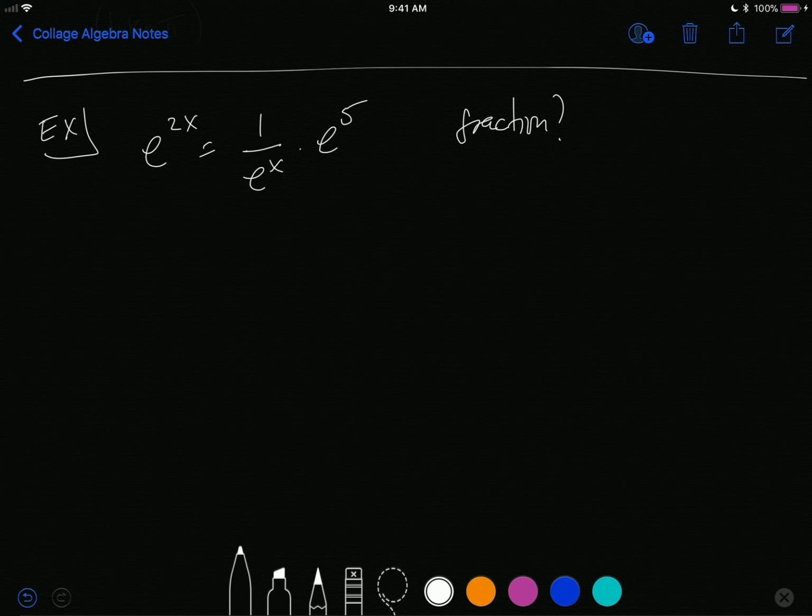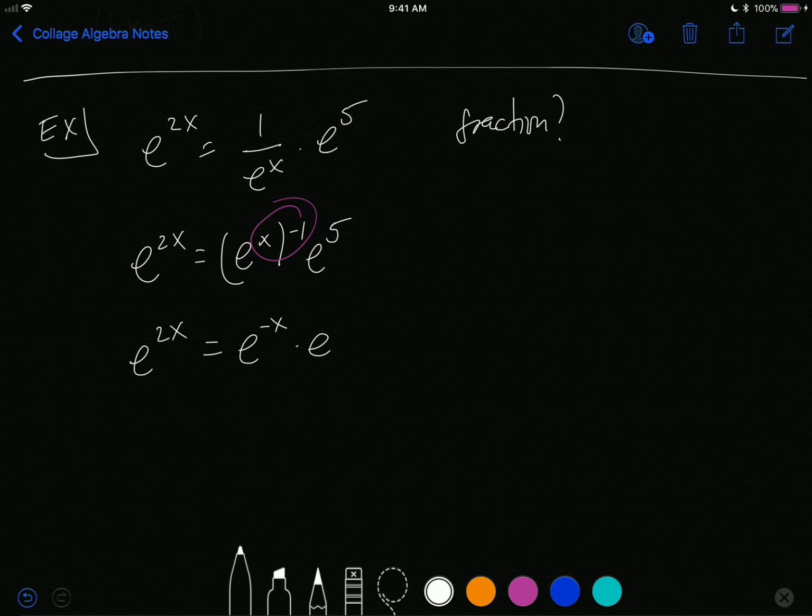And the answer is yes. So that means I'm going to have to make that thing a negative power. So that's e to the 2x is equal to e to the x raised to the negative 1 times e to the 5. I got to multiply these things together. And so that's e to the 2x is equal to e to the negative x times e to the 5.